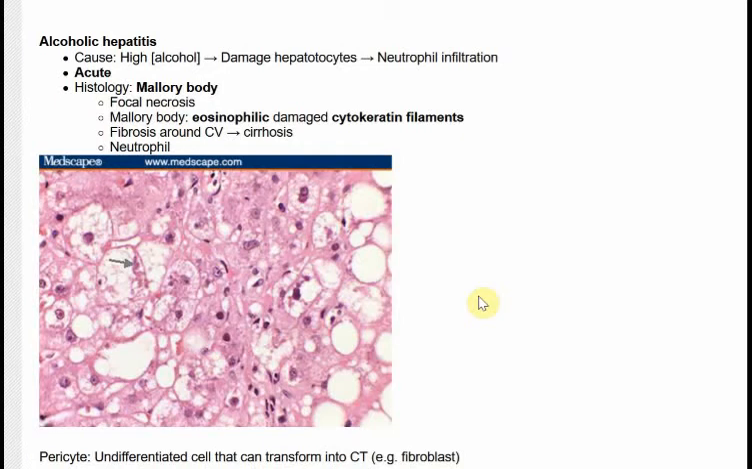In today's episode, I will talk about the spectrum of alcoholic liver disease, so fatty liver, alcoholic hepatitis, liver cirrhosis, and its complications. We'll touch on pathology as well.